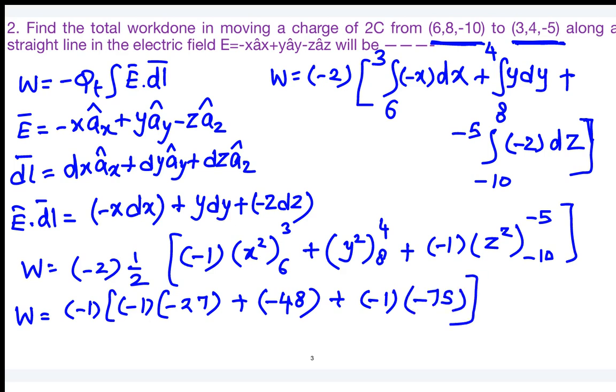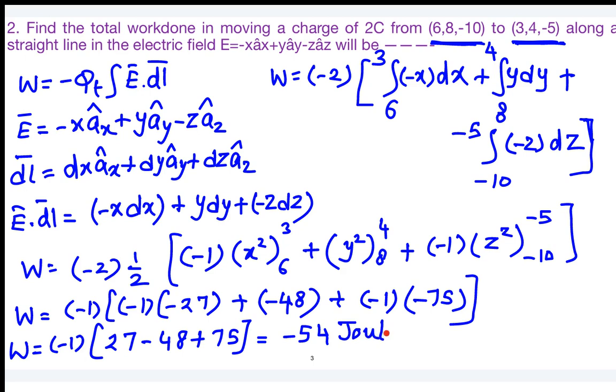So you can simplify the value. Minus 1 into, the first one will be 27 minus 48 plus 75. So you can find out what the value is. You can verify, you are getting almost minus 54 joules. Yeah, correct. So in this case, you are getting work done as negative.